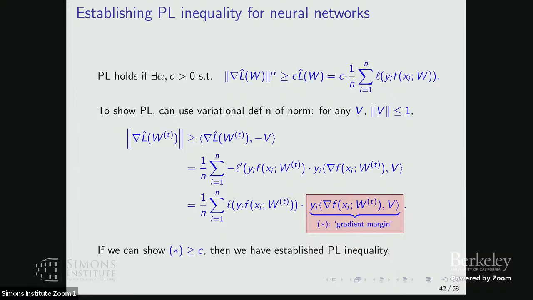So again, what this shows is that the task is to construct some vector v such that this quantity is positive for all i. And if we can do that, then we have a PL inequality. If we have a PL inequality, it means that whenever we find stationary points here, the loss is going to be small. So, clear on the setup? Okay.